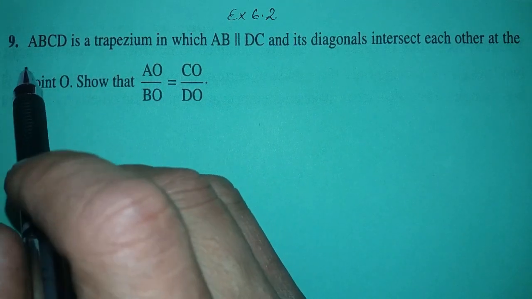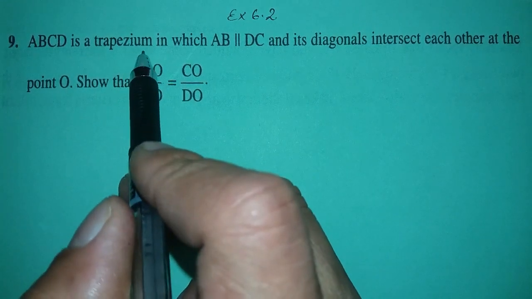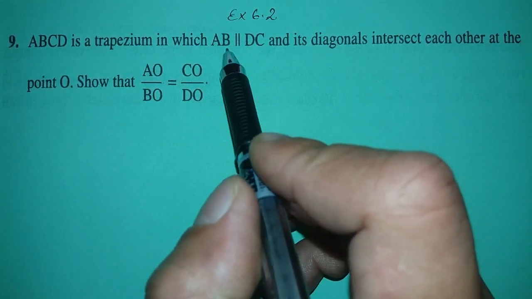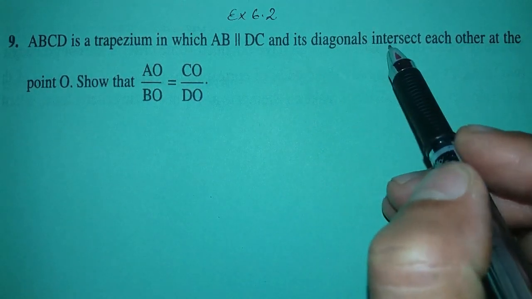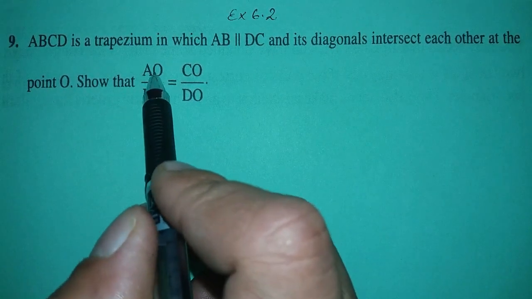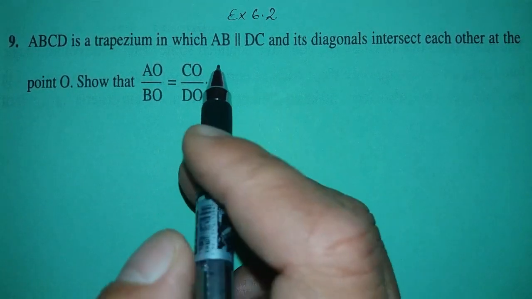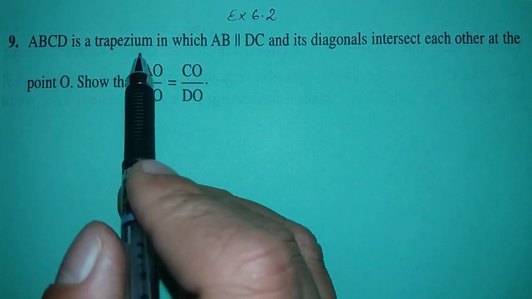Now let's see question number 9. ABCD is a trapezium in which AB is parallel to DC and its diagonals intersect each other at the point O. Show that AO by BO is equal to CO by DO. Okay, so we have a trapezium here, ABCD.